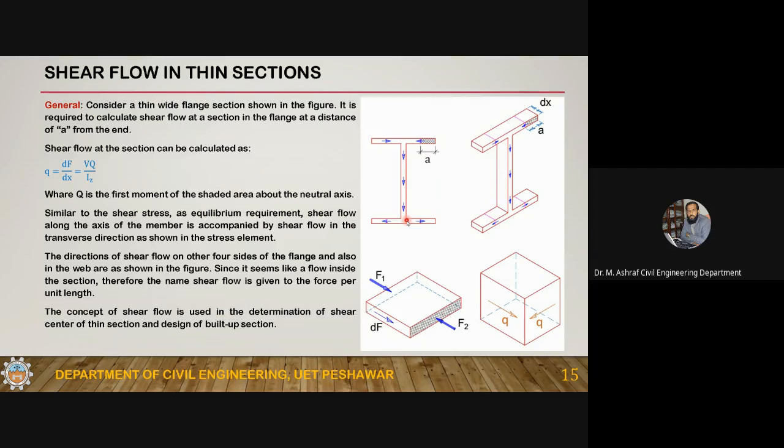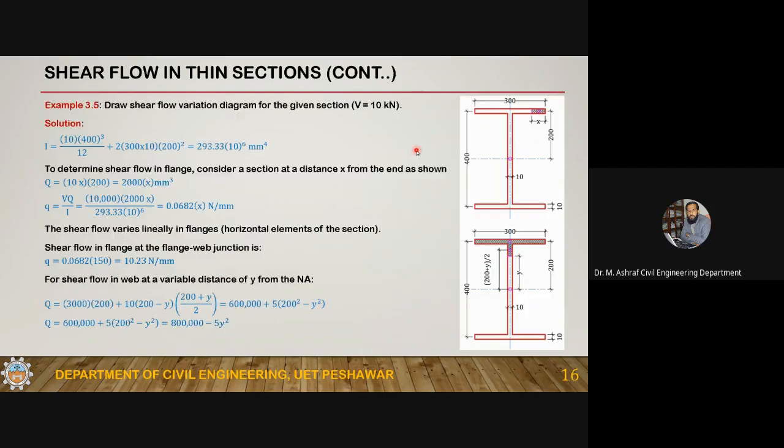Okay, so this is the concept, and this concept is also used in the design of the bolt, the design of the built-up section, because the thin steel sections are sometimes factory-made, sometimes they are built-up sections. You will have to join some plates to make these sections. Now coming to the shear flow variation diagram for the given section, V is equal to 10 kilonewton. This V could be any value along the length of the member. Okay, so this is an I section, this is a thin section.